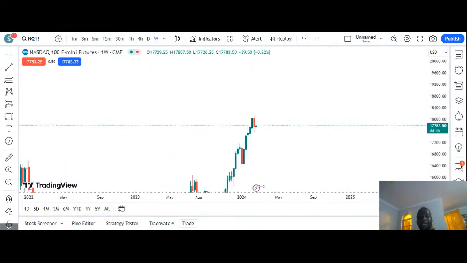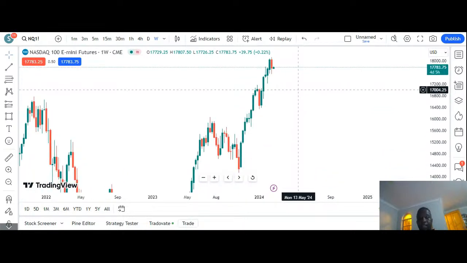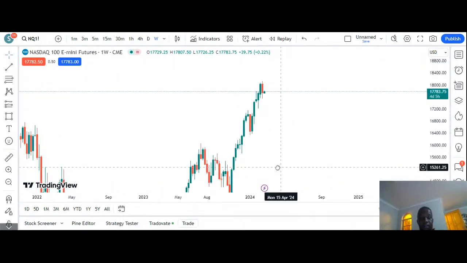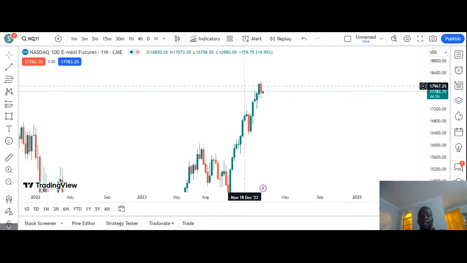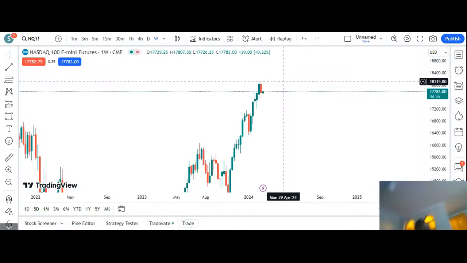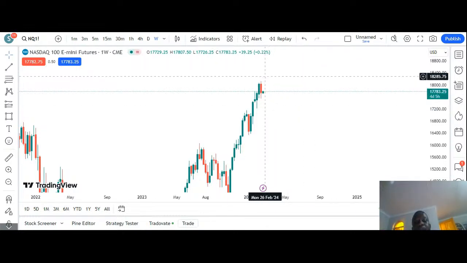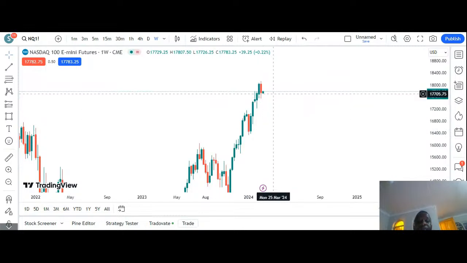Last week we basically had a bearish candle, right? We had a bearish week, as you guys can see. This is a weekly chart. Last week's candle was predominantly bearish, right? Which means what? Maybe we are going to take a small retracement before we're going up, but we'll see.